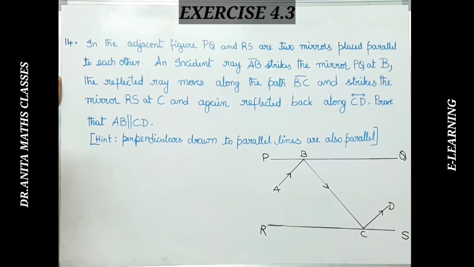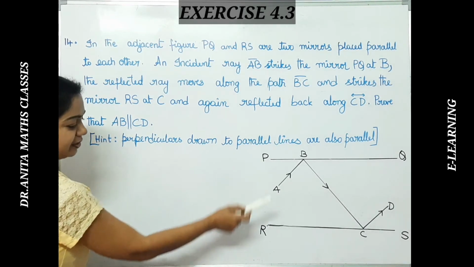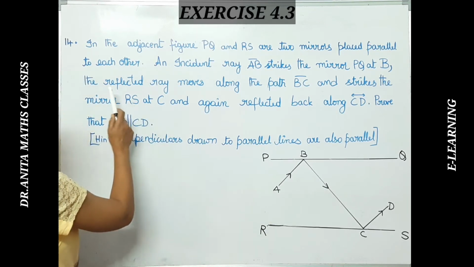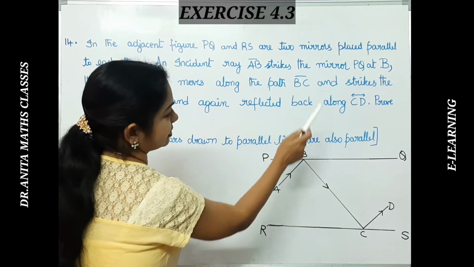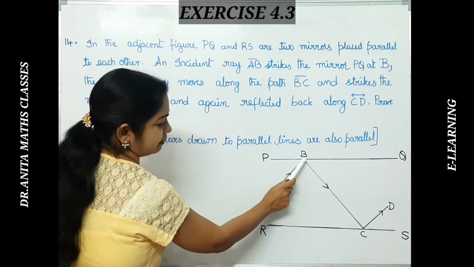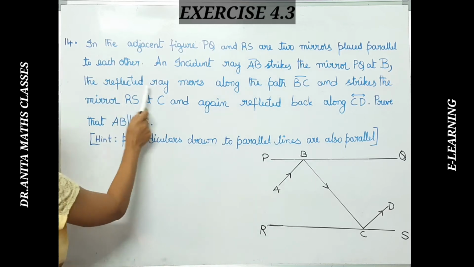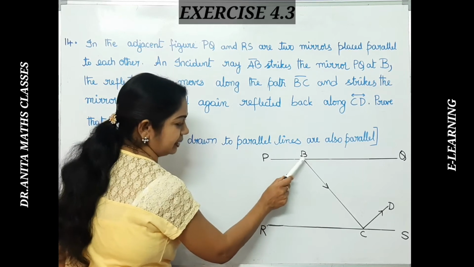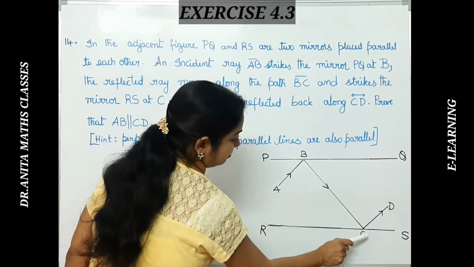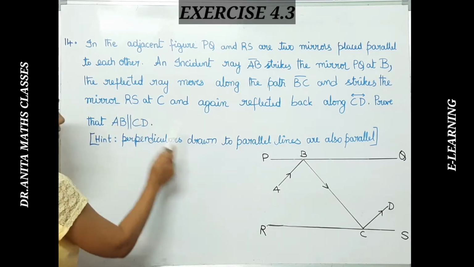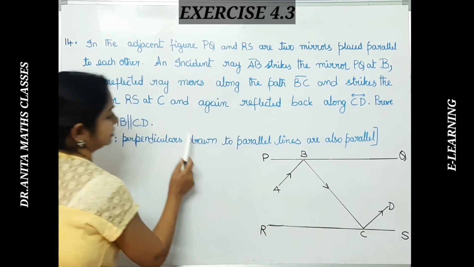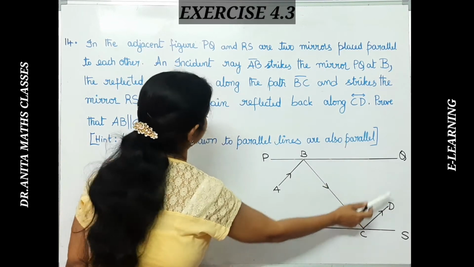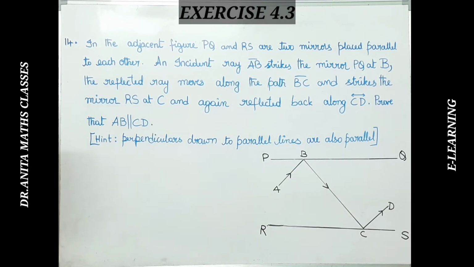Now see here, 14th problem. In the adjacent figure, PQ and RS are two mirrors placed parallel to each other, and an incident ray AB strikes the mirror PQ at B, and the reflected ray moves along the path BC. After the incident ray strikes the mirror at B, the reflected ray passes along BC and strikes the mirror RS at C here. And again this ray is reflected back along CD. Now prove that AB is parallel to CD.